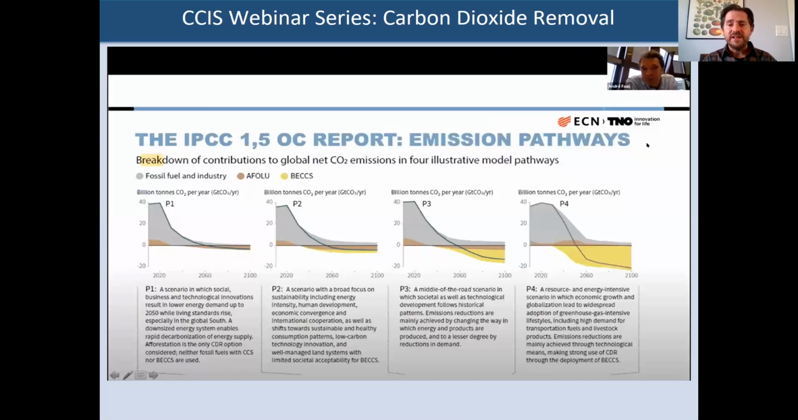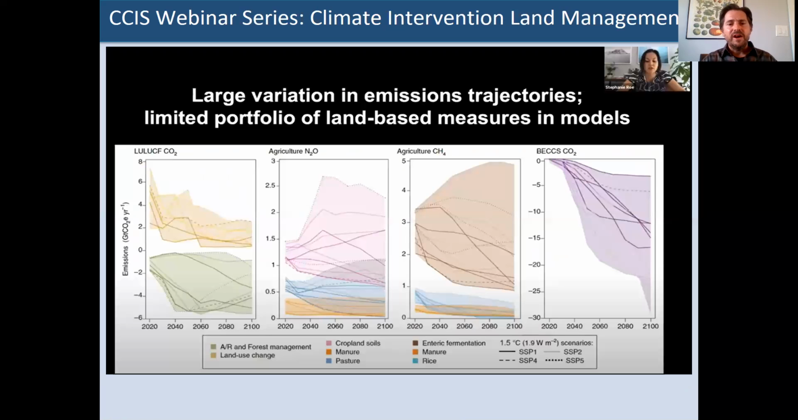It's the combination of these together, so they can offset each other. But it's always a combination of different activities to try and get a net rate of warming to 1.5 degrees. From our work, we've also seen that beyond land use and land cover change and BECCS, agricultural nitrous oxides and agricultural methane are very big and important components to understanding the net climate impacts.